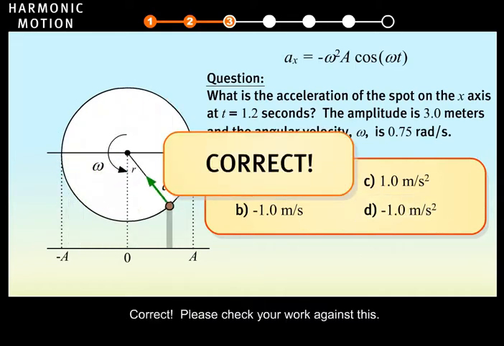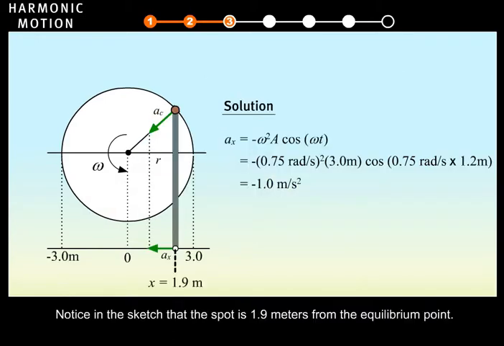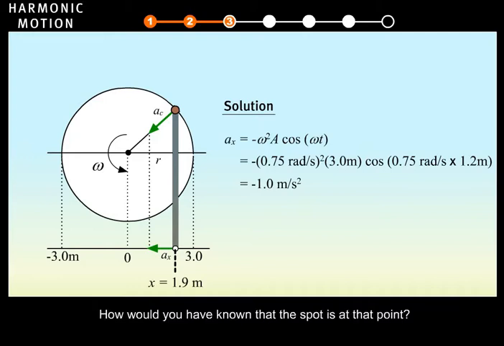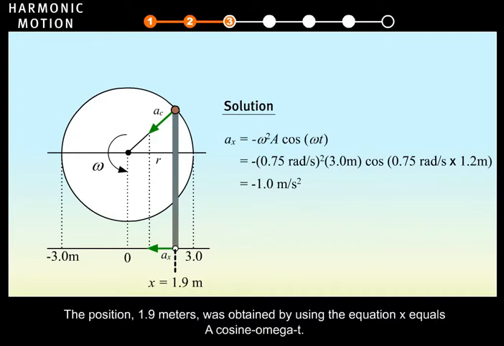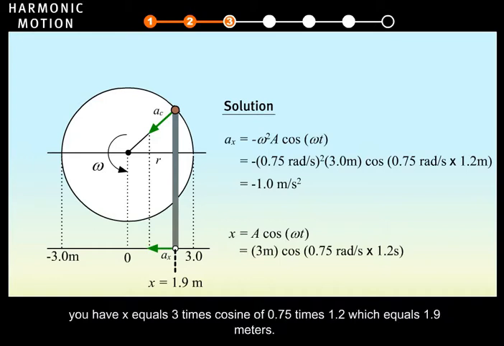Correct. Please check your work against this. Notice in the sketch that the spot is 1.9 meters from the equilibrium point. How would you have known that the spot is at that point? The position 1.9 meters was obtained by using the equation x equals a cosine omega t. After putting in the numbers for the amplitude, the angular velocity, and the time, you have x equals 3 times cosine of 0.75 times 1.2, which equals 1.9 meters.